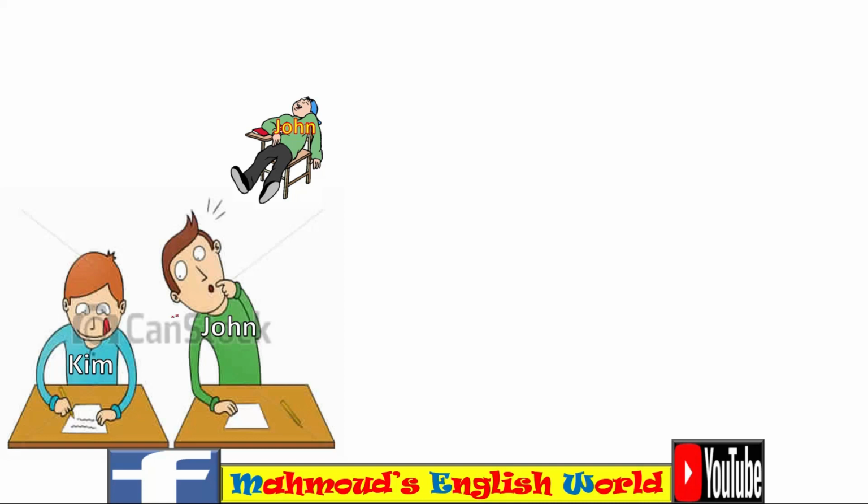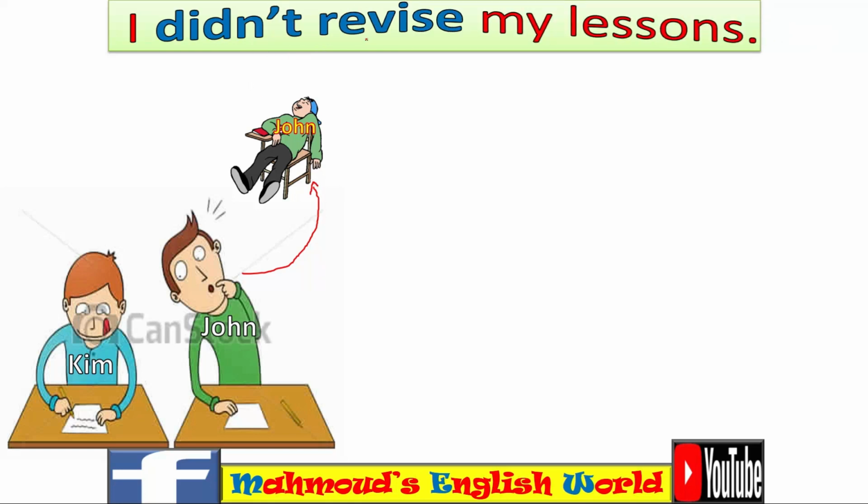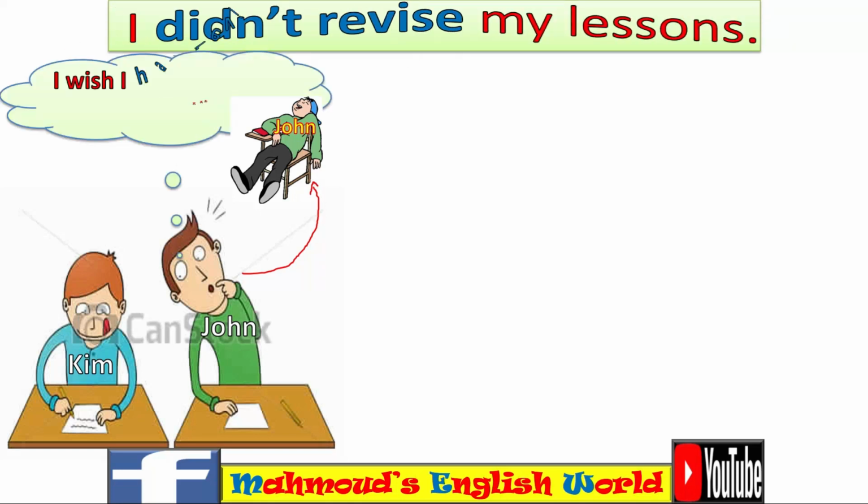What's he doing here? Yeah, he is cheating from his friends, or he's attempting to cheat from his friend. Why? Because John in the past was very careless and he didn't pay attention in the class. He used just to laugh, right? This is what he said: I didn't revise my lessons, and I wish I had revised my lessons.